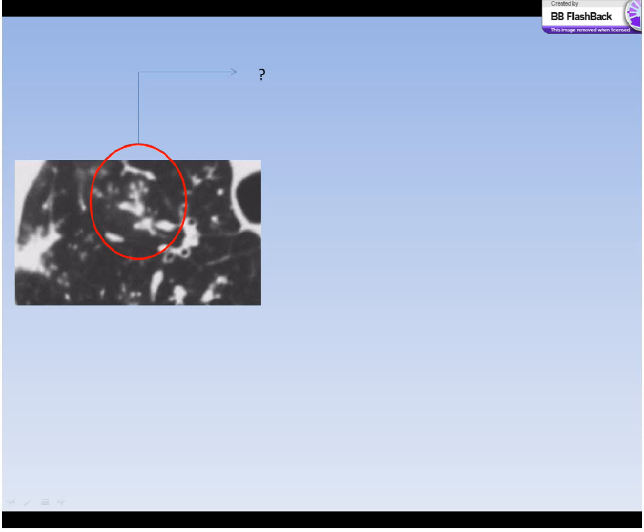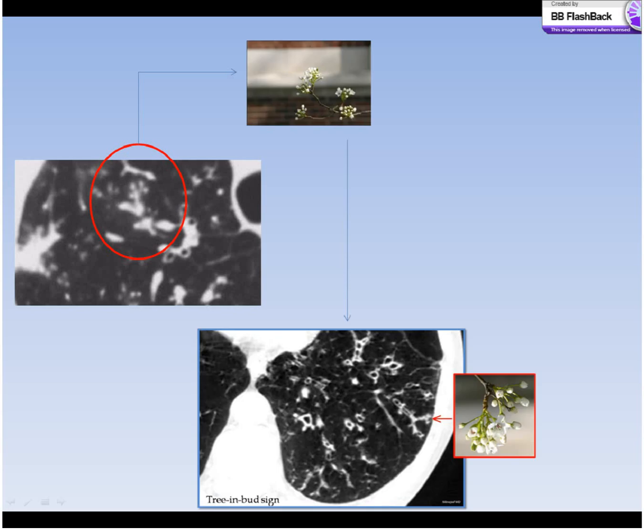So what do we see here? See some nodules. They seem to be on a stalk and emanating from a central area. They don't seem to be associated with the pleura. Really doesn't seem in conjunction with any septa. So you would think centrilobular, but this pattern is kind of unique, and it looks more like a tree in bud, and that's exactly what it is, a tree-in-bud sign.